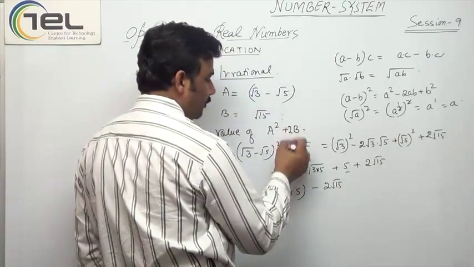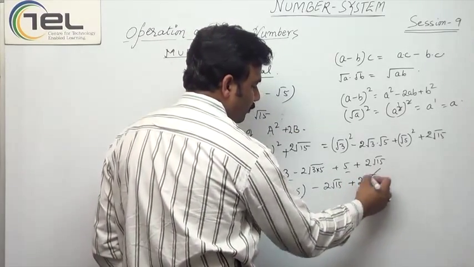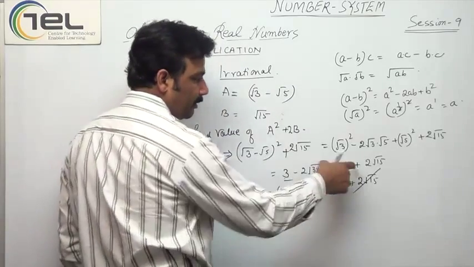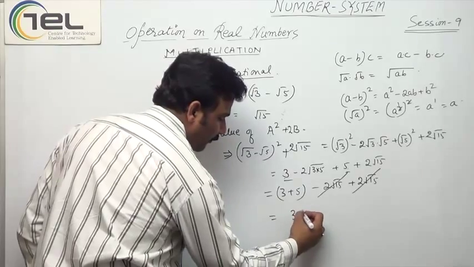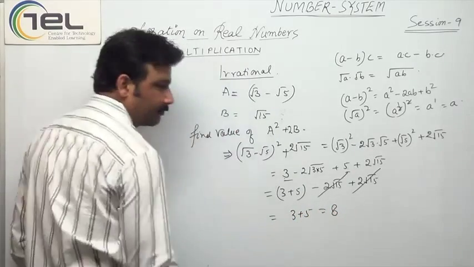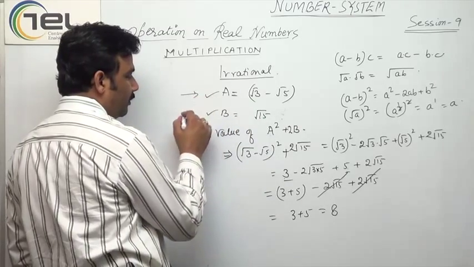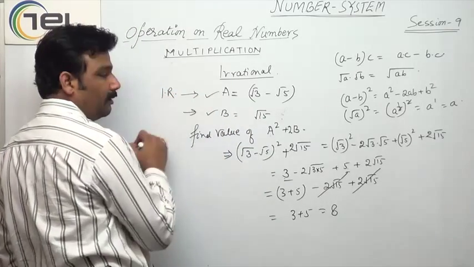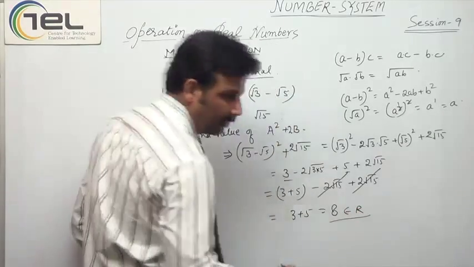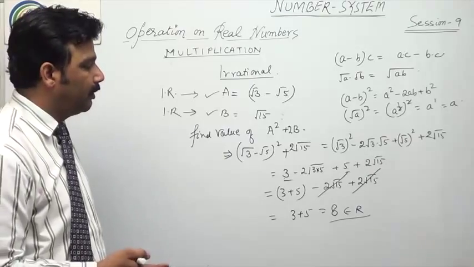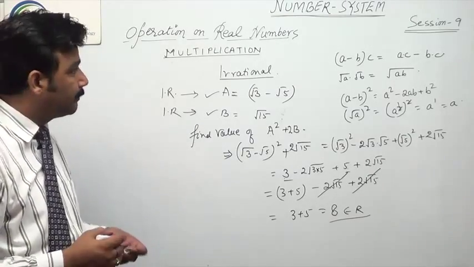And I have to add 2 root 15, so this will be added. So it is 3 plus 5, which is 8. So this is an operation on two irrational numbers. This is irrational, this is irrational, and they result in a rational. So this is how an operation on two irrational numbers can also result in a rational number.